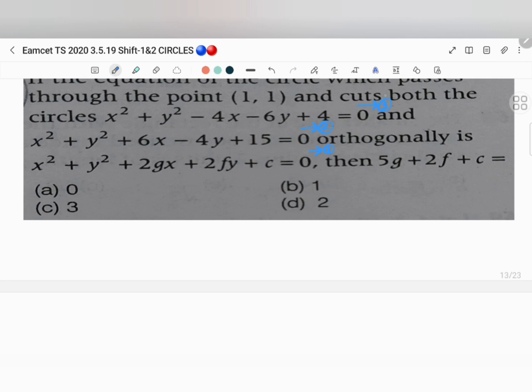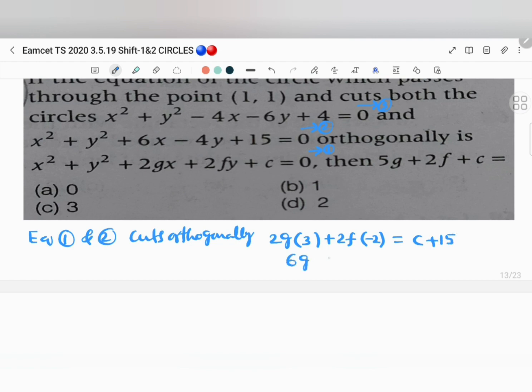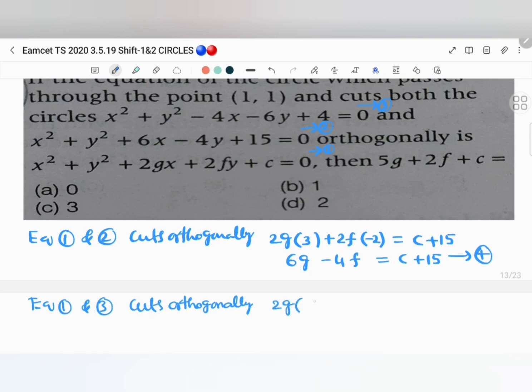After that, equation 1 passes through. Equation 1 and 2 cut orthogonally. First, we will do that one. Cuts orthogonally. So 2g into g dash from equation 2, 3, plus 2f into f dash, minus 2, equal to c plus 15. So 6g minus 4f is equal to c plus 15. This is equation number 4. Next, equation 1 and equation 3 cut orthogonally. So 2g into minus 2 plus 2f into minus 3 is equal to c plus 4: minus 4g minus 6f is equal to c plus 4.